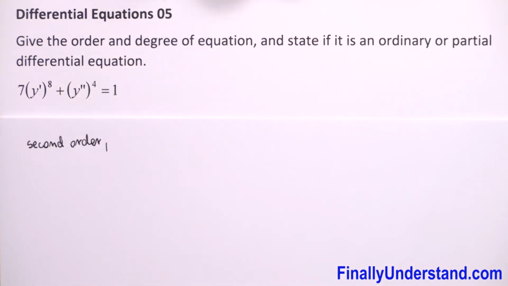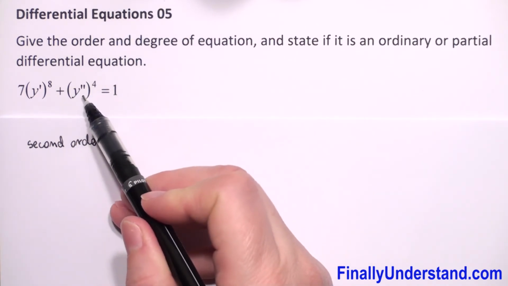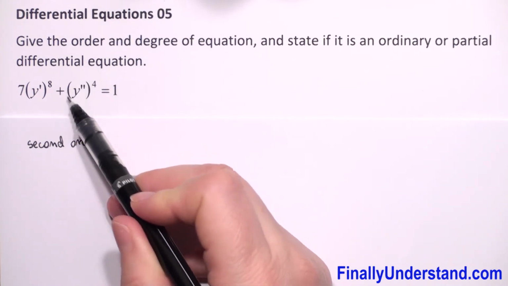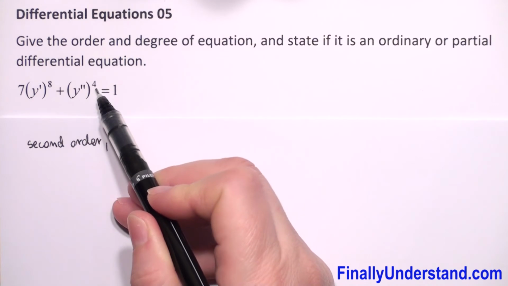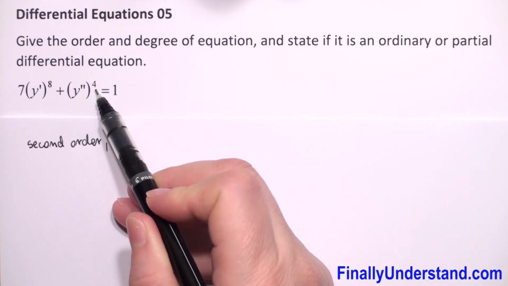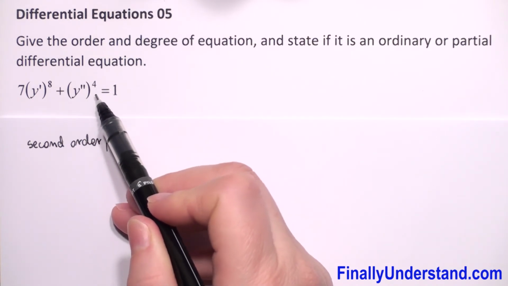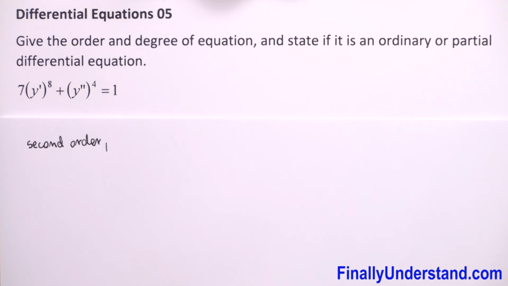Next, we have to find the degree of the equation. When we are looking for the degree of a differential equation, we have to check the degree of the highest order derivative. The highest order is 2, like we said before, and this second derivative is raised to the fourth power. It means that we have a fourth degree equation.